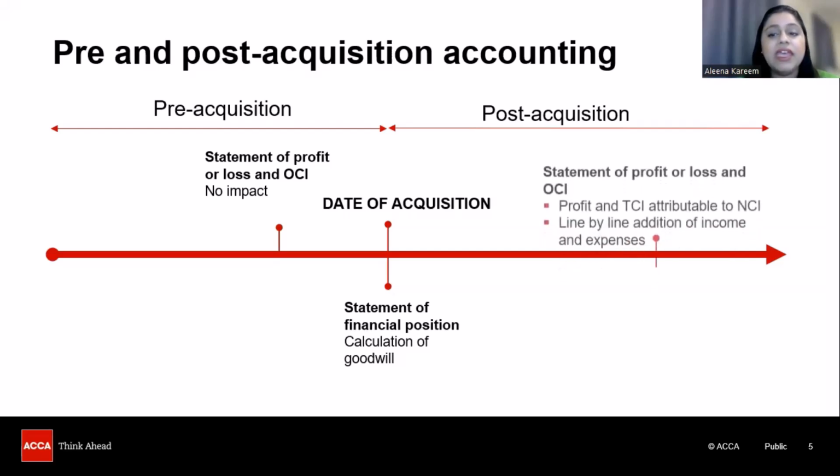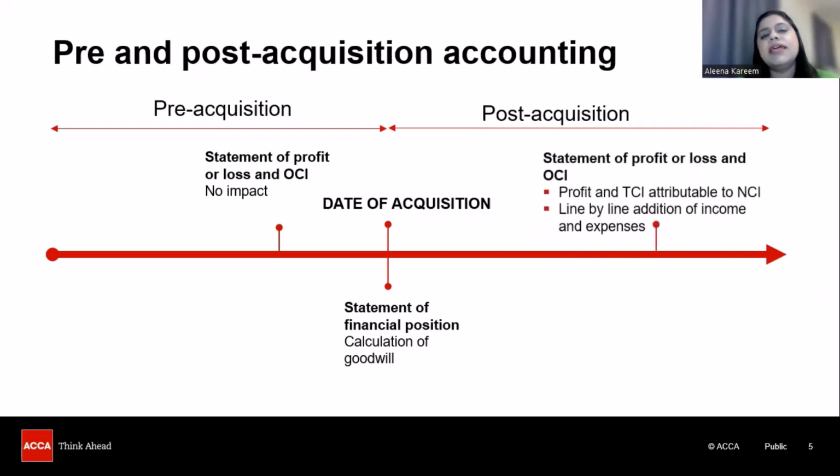If we talk about the post-acquisition part, then in the statement of profit or loss, there is going to be a profit attributable to NCI. So it is our responsibility as financial reporting specialists that whenever the group finalizes its profit, we distribute it into two chunks. One that is attributable to the group and the other which is attributable to the NCI. Same is the case with the total comprehensive income. There is a line-by-line addition of income and expenses also which happens for the making of consolidated financial statements. We'll discuss this shortly again as well.